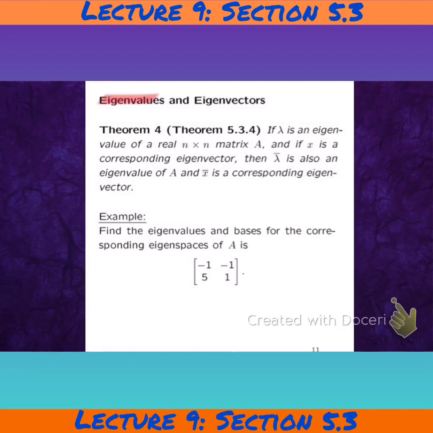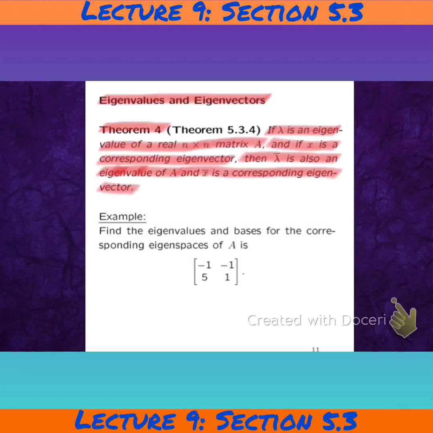Right, so the next theorem, theorem 4. If lambda is an eigenvalue of a real n by n matrix A, and if x is the corresponding eigenvector, then the conjugate of this eigenvector, because it could be a complex number and so it could have an imaginary component, the conjugate of lambda is also going to be an eigenvalue of A, and the conjugate of x is going to be also the corresponding eigenvector.